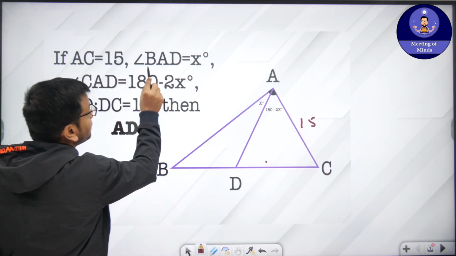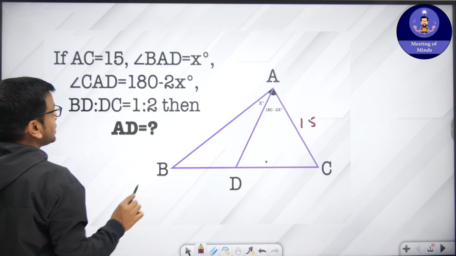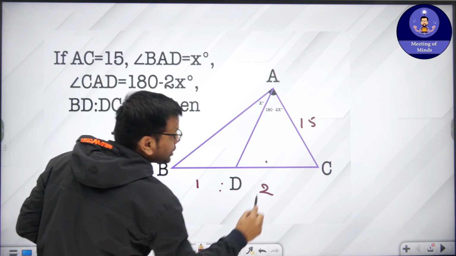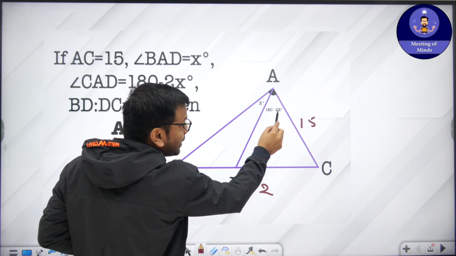It is given that angle BAD is x and this one is 180 minus 2x. The ratio of BD and DC is 1:2. Then we need to find the length AD. Say this one is 180 minus 2x.